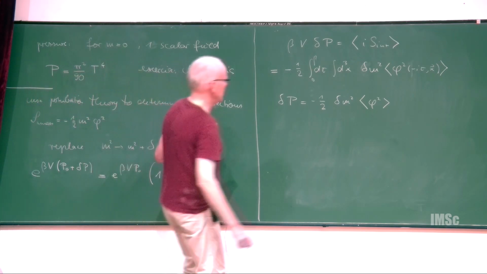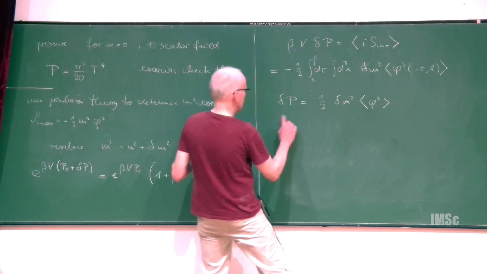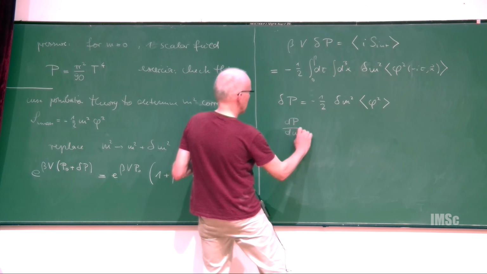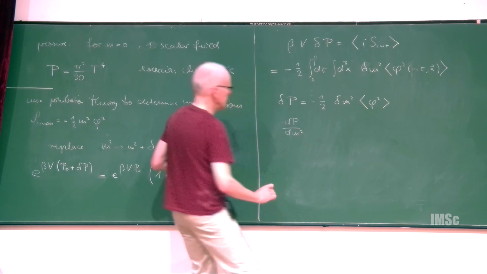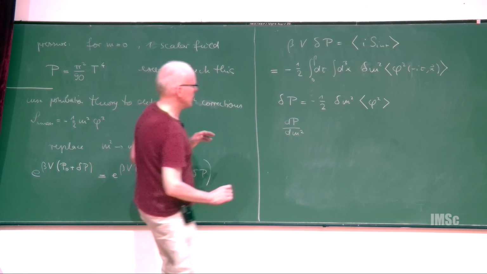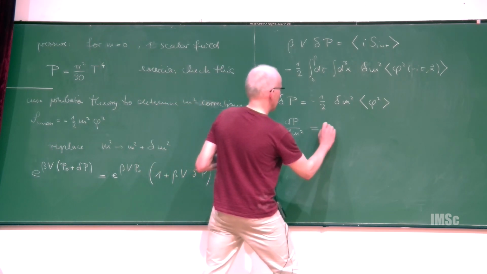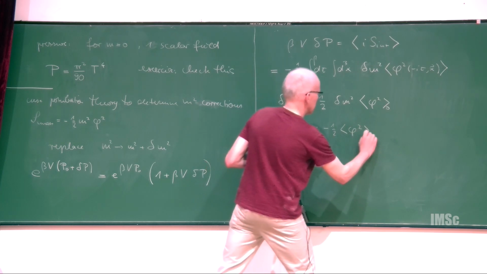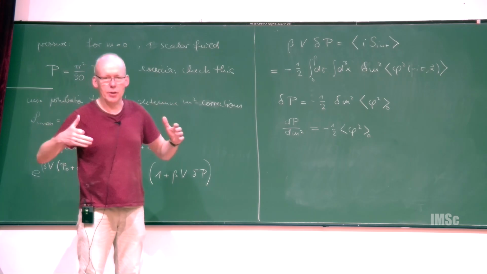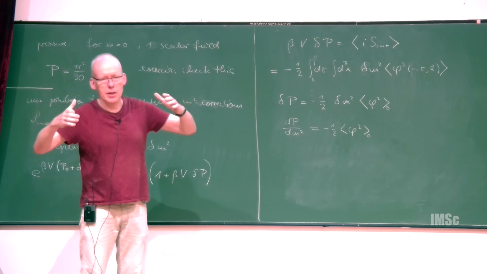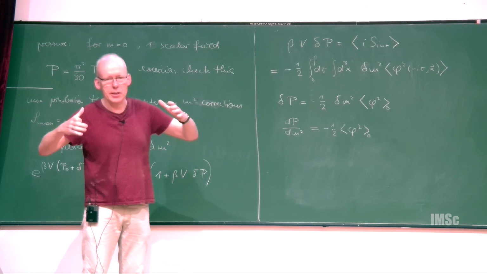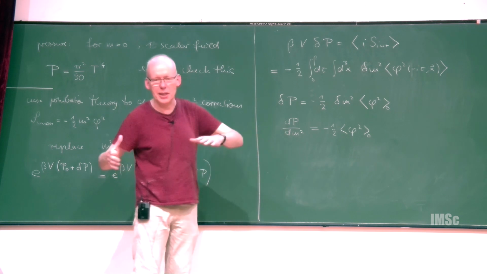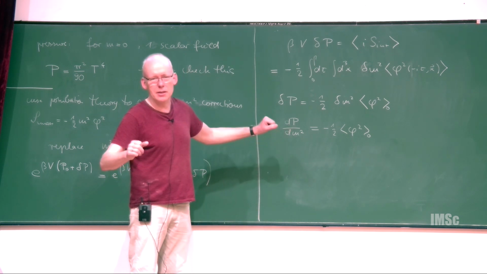But if you remember this, then what this expression tells you is that the derivative dp over dm squared is given by minus 1/2 times the expectation value of phi squared. So that's a formula which says that if I have a system at high temperature with mass m, then this formula gives a relation for the mass dependence of the pressure.